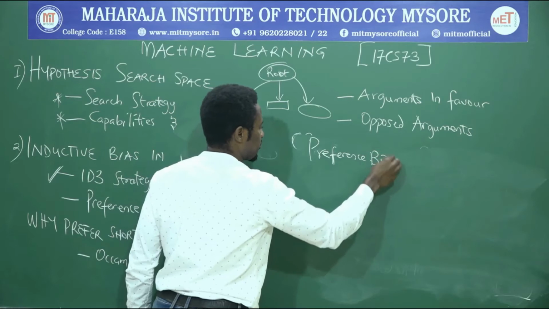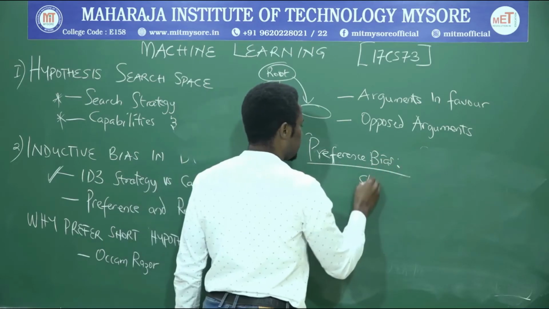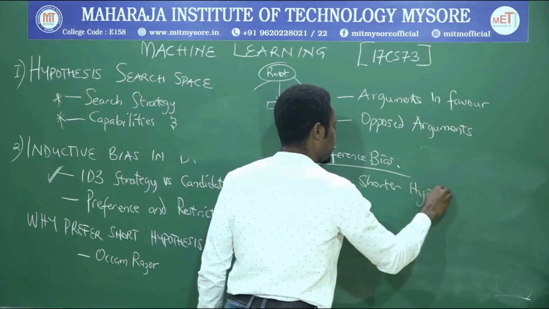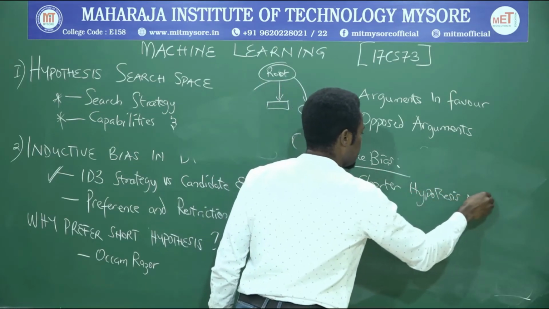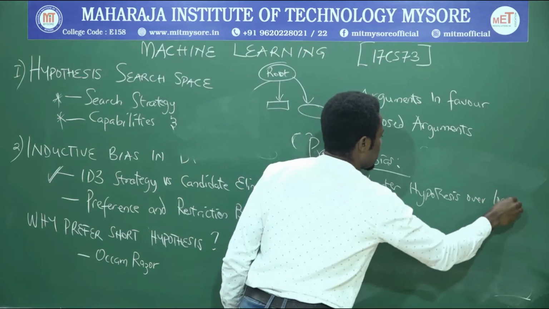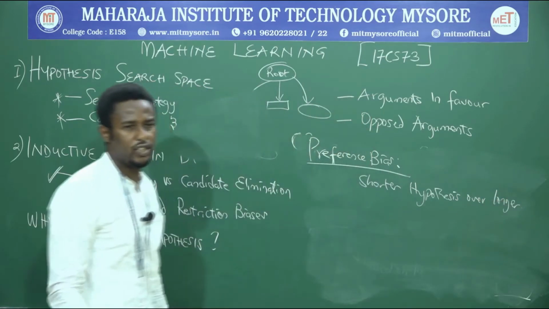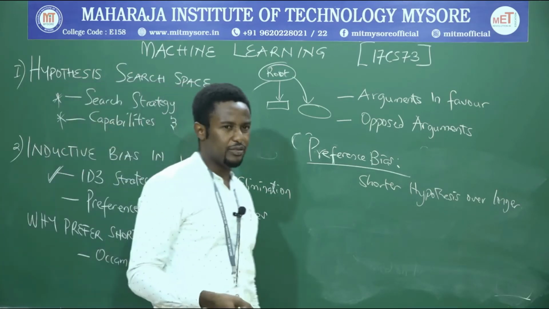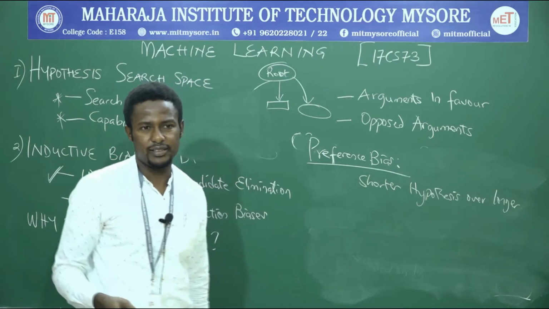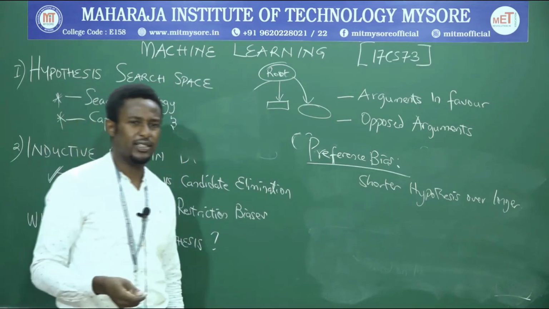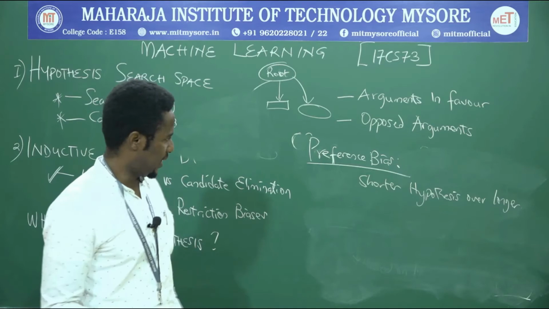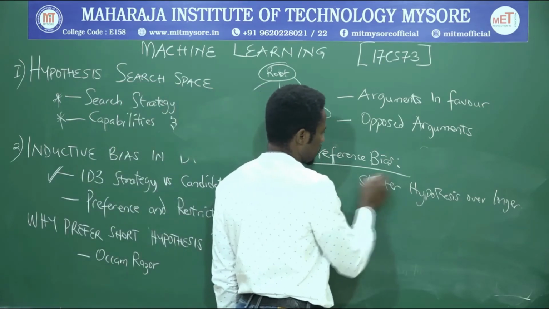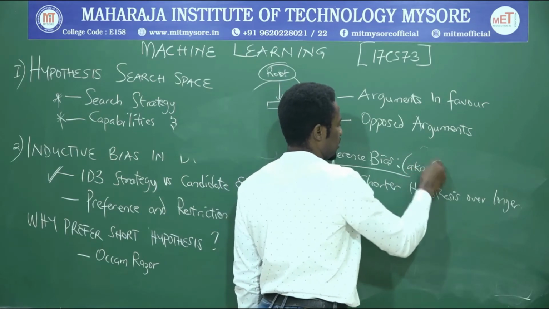Preference bias: shorter hypothesis over longer hypothesis, similar to shorter trees over longer trees. So there are no hard restrictions on the hypotheses that we can actually generate, right? This form of bias is called search bias. So another name for preference bias is known as what? Search bias.